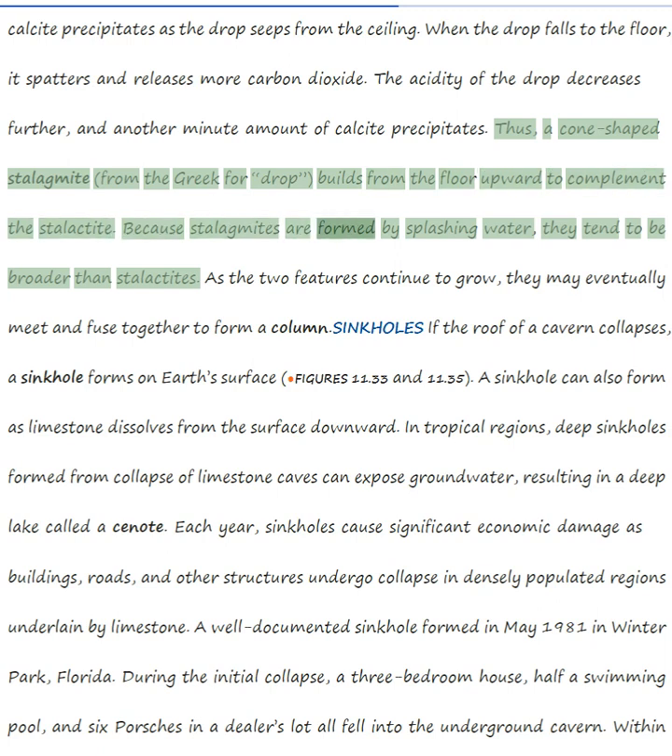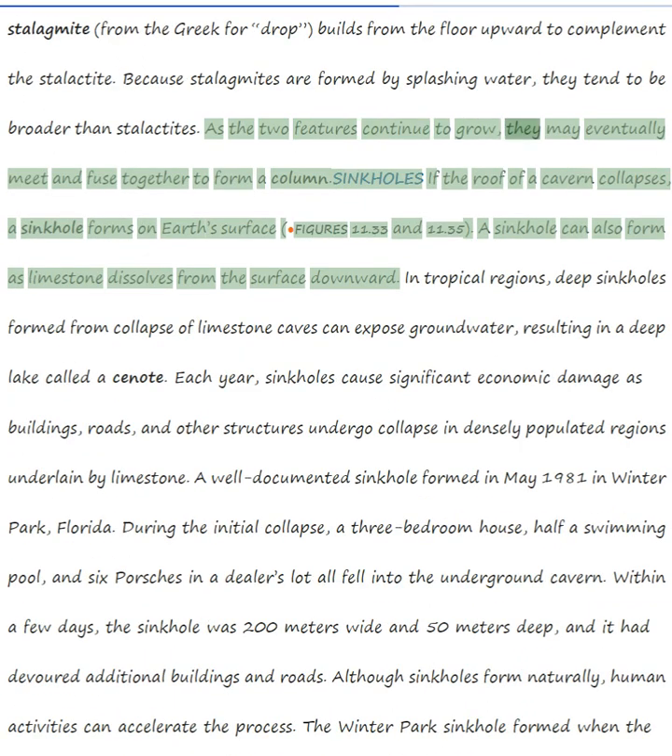Because stalagmites are formed by splashing water, they tend to be broader than stalactites. As the two features continue to grow, they may eventually meet and fuse together to form a column.